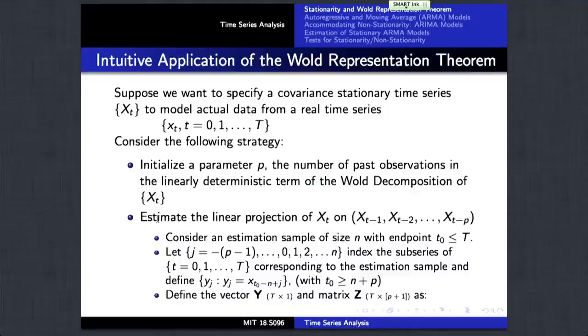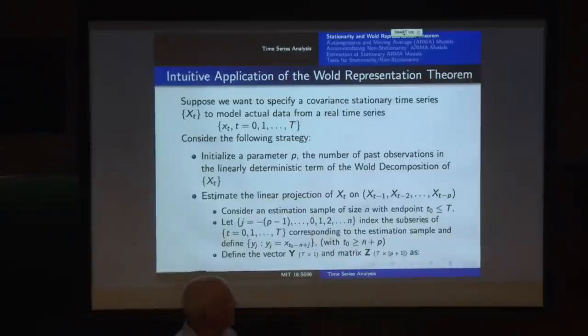And we believe that it's covariance stationary. And so we want to specify essentially the Wold decomposition of that. Well, what we could do is initialize a parameter p, the number of past observations, in the linearly deterministic term, and then estimate the linear projection of xt on the last p lag values.